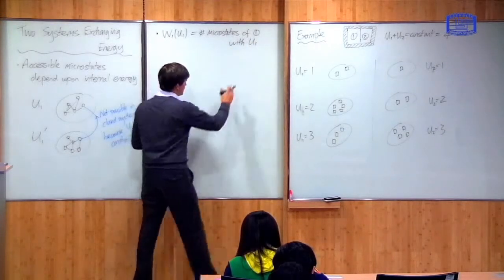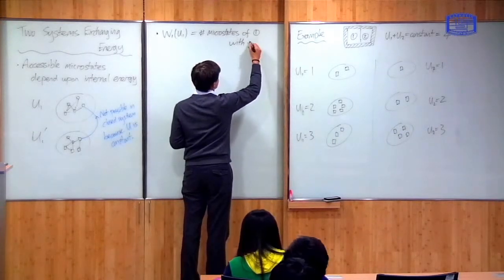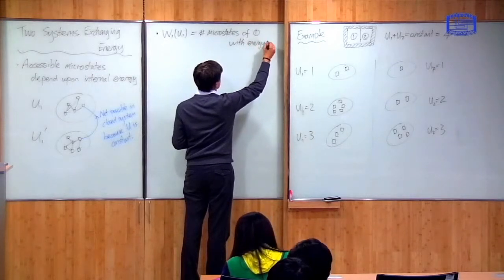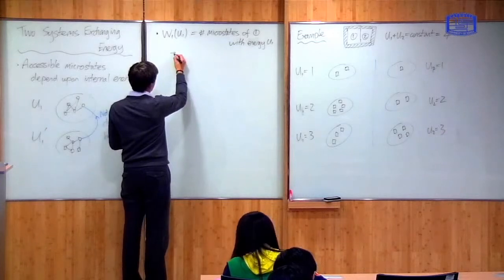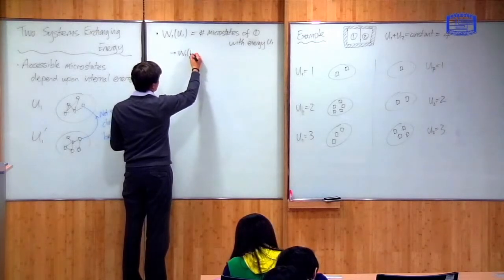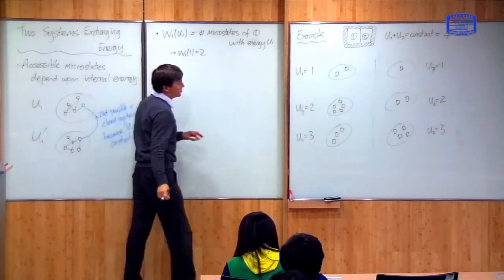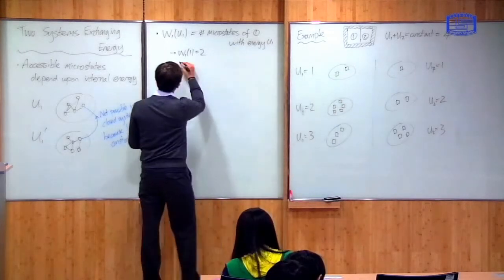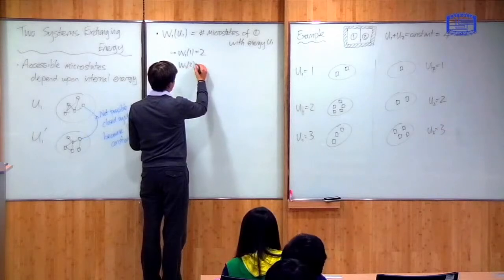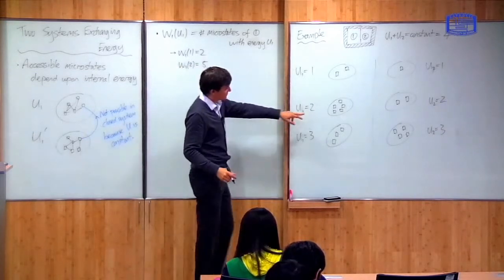Okay, with energy U1. Okay, so in this example, I've got it here. W1 of 1 is 2, because there are 2 microstates here. Then W1 of 2 is 5, because there are 5 microstates here.